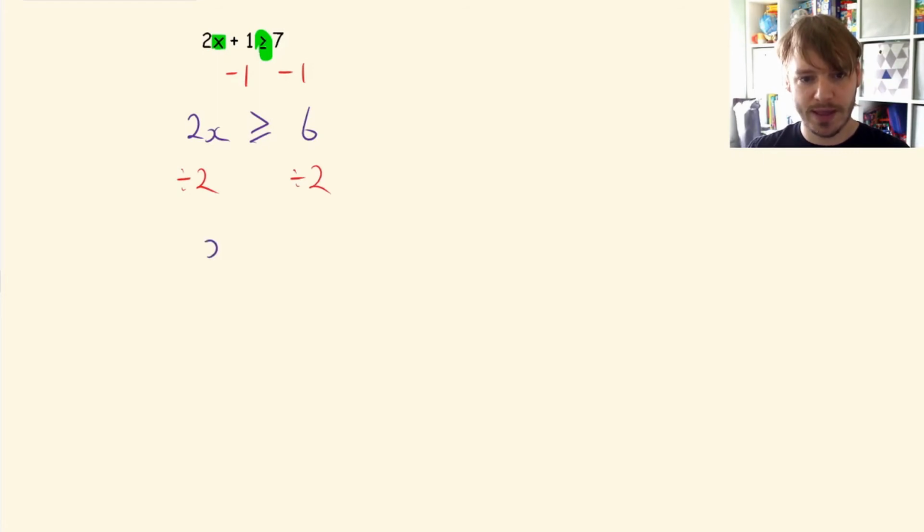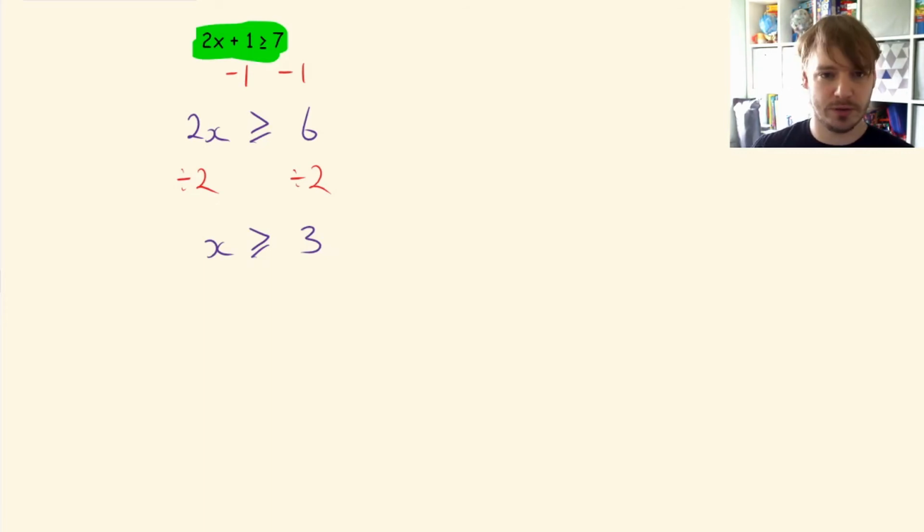So that gives me x, 6 divided by 2 is 3, and I can keep the same inequality symbol. What this is telling us is if I want 2x plus 1 to be greater than or equal to 7, then I need x to be greater than or equal to 3. We can test it. If x is 3, then this should all be equal and match up nicely. So 2 times 3 is 6, add 1 is 7, yeah. If x is anything bigger than 3, then the answer to this should be bigger than 7.